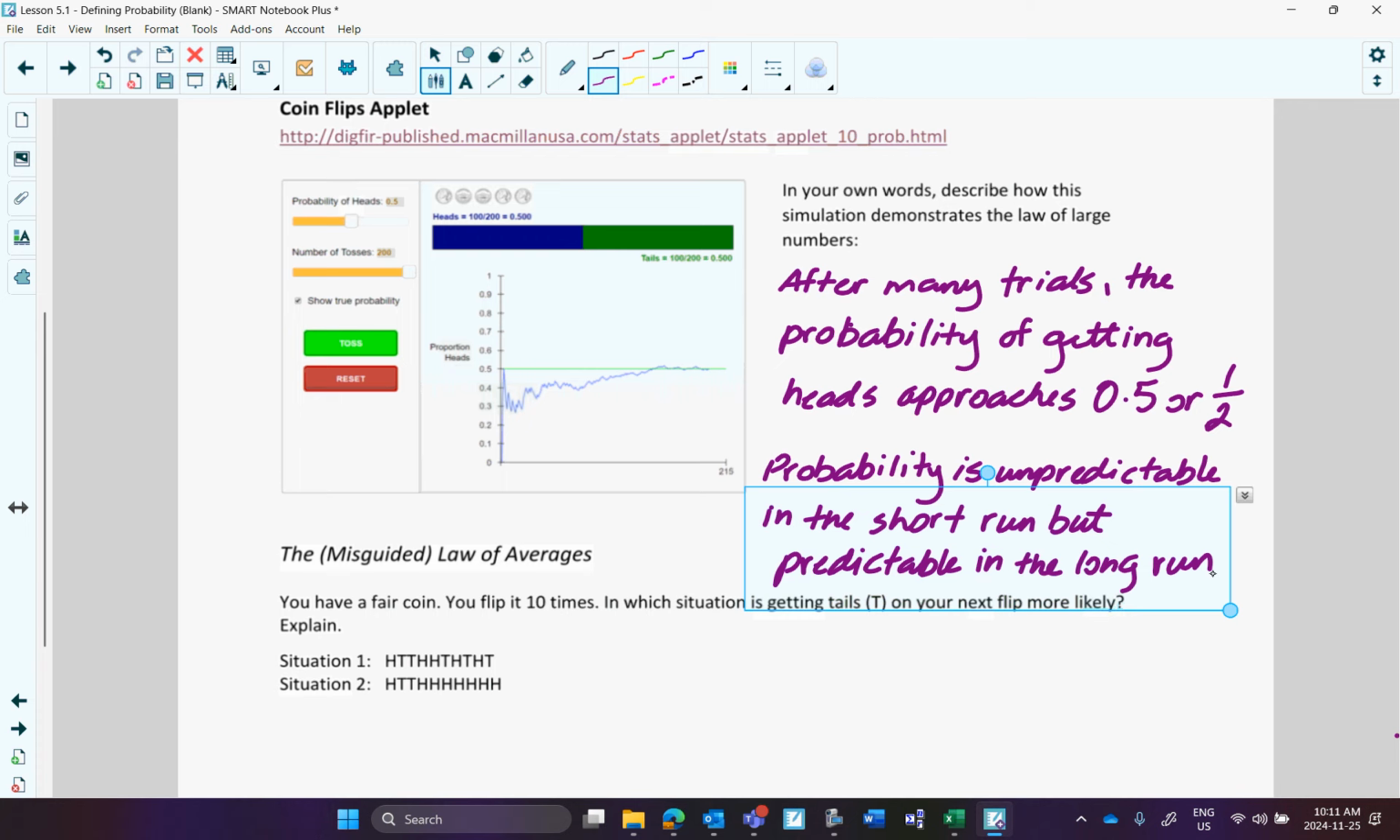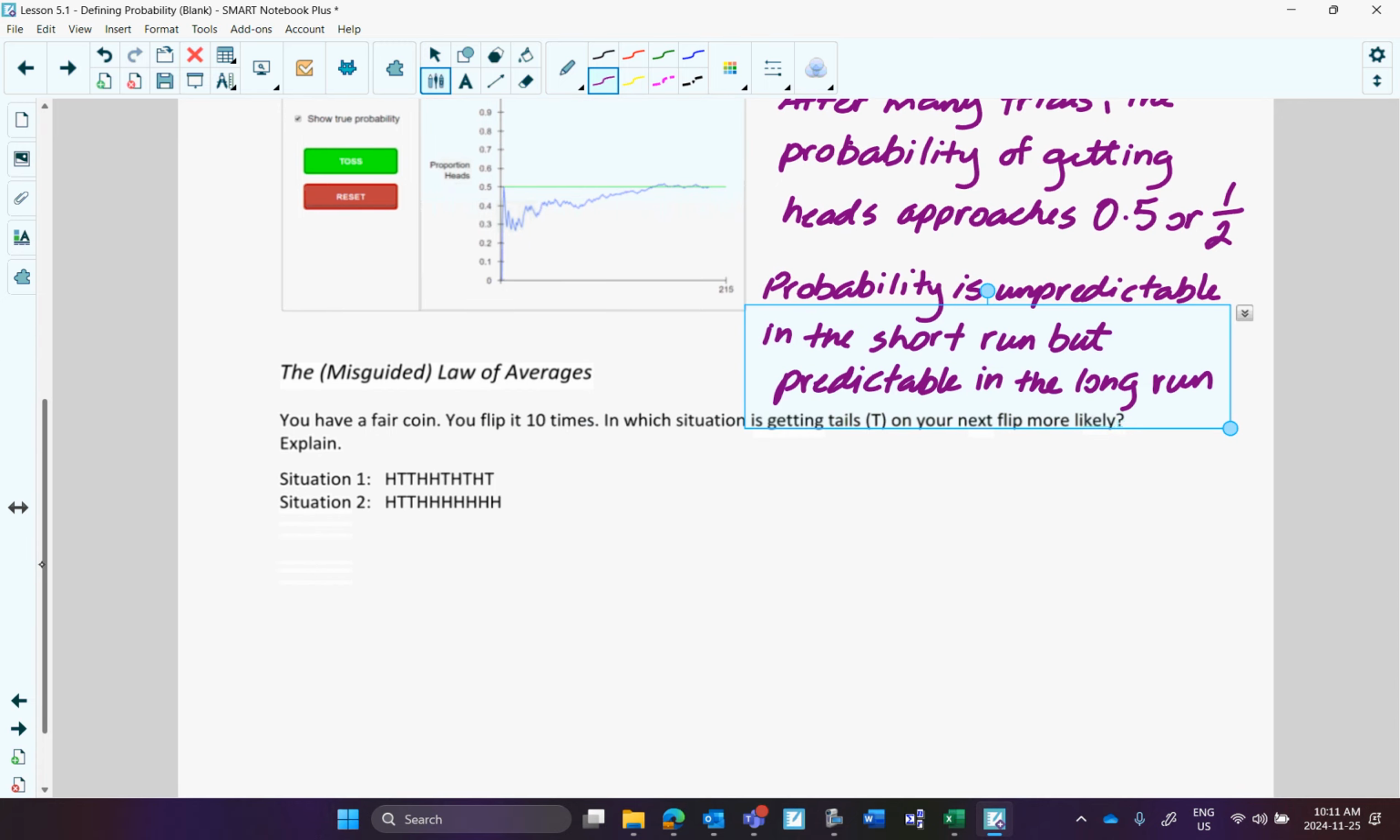And finally, just to wrap this intro lesson up, the law of averages. This is where casinos make their money. Because you go in and you play blackjack for 2 hours and you lose like $1,000. But you've lost so much that you're absolutely convinced, oh, I've got to have a winner soon because I've lost so much. That is non-existent. That is the misguided law of averages.